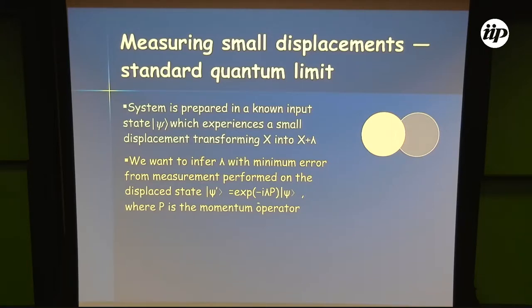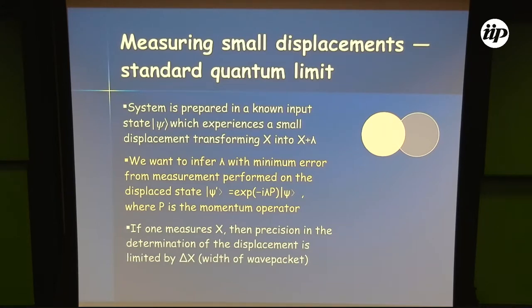And the displaced state is given by this expression here, where P is the momentum operator. It is the space displacement operator. Now, if one measures x, then the precision of the determination of the displacement is limited in this case, just intuitively, by the width of this wave packet, right? That's the uncertainty in the estimation of x.